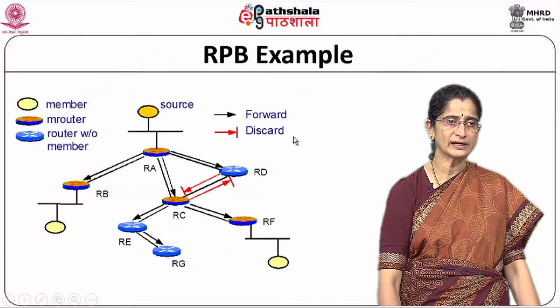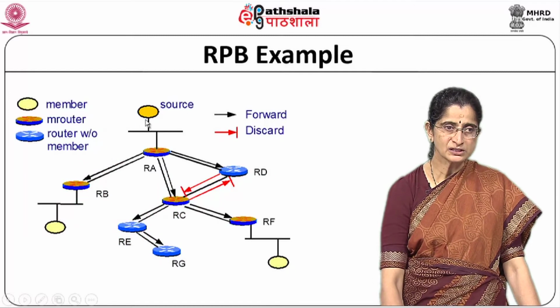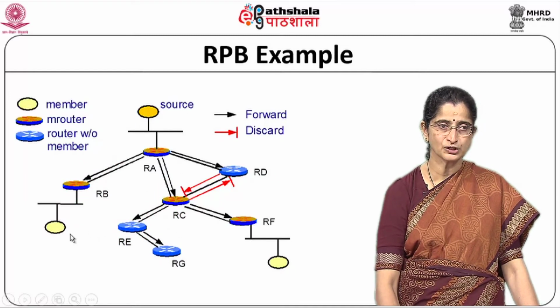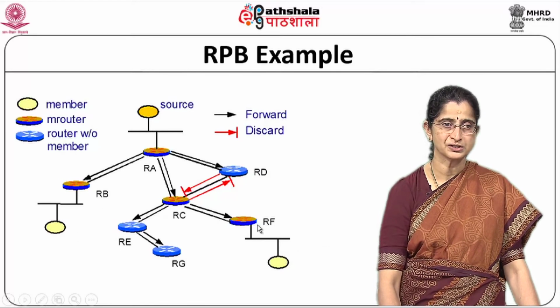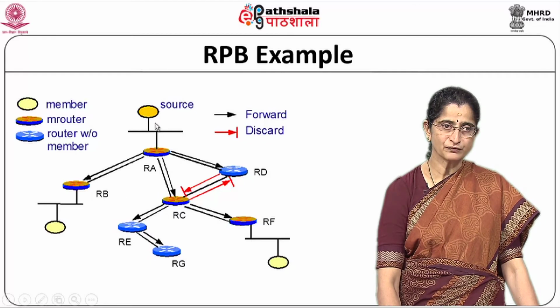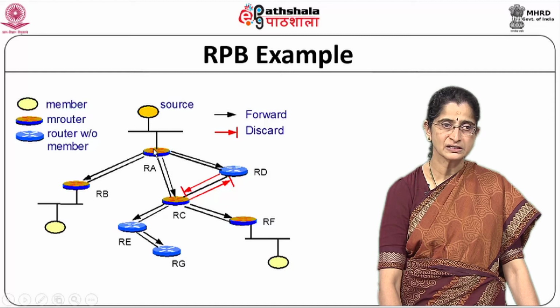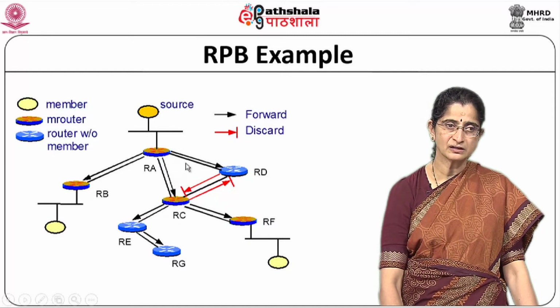So, a quick example to take a look at that. If you see this, this is our source. Let us assume that we have members over here connected to RB and to RF, these two routers. So, let us look at what happens now. When the source sends the packet, RA receives it on this particular interface, and will now forward it on to RC, RB and RD.